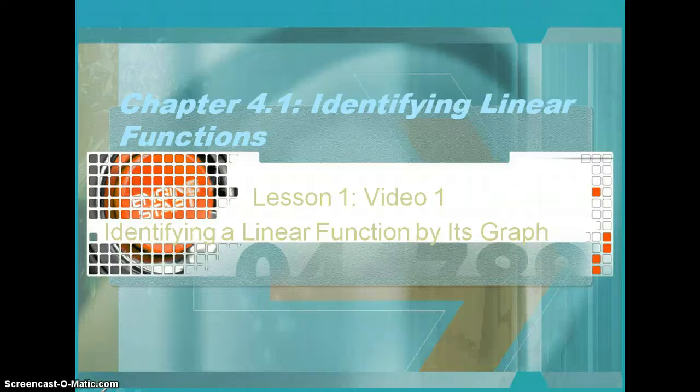Chapter 4, Section 1, Identifying Linear Functions, Lesson 1, Video 1 of 3 videos, Identifying a Linear Function by its Graph.